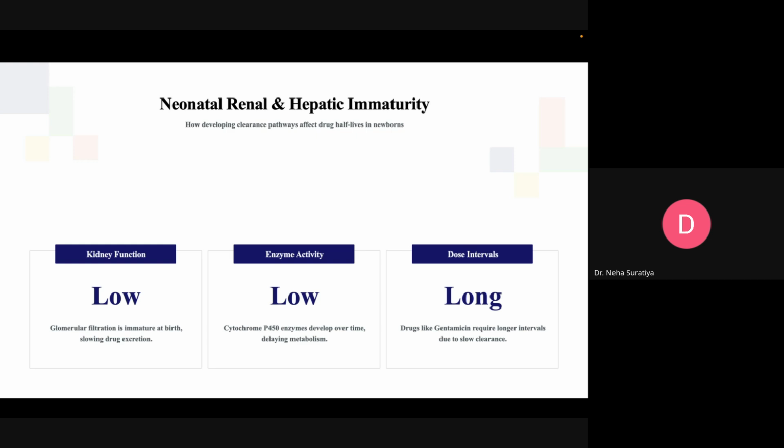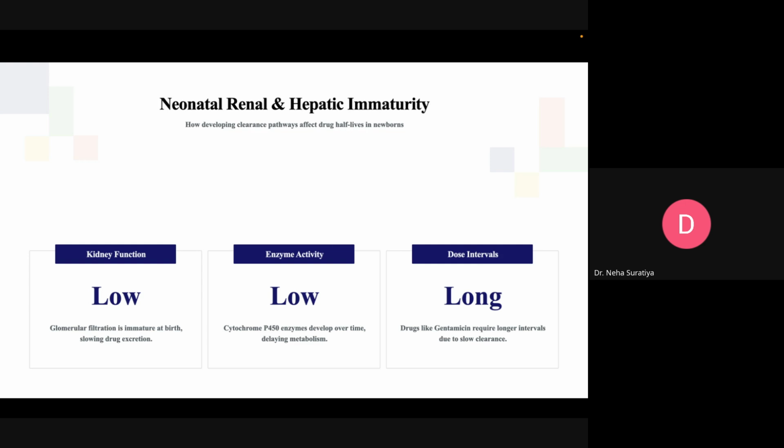Enzyme activity is low. For example, CYP450. So CYP450 develops very gradually over the age, right? So over time. And neonates and the child have very low enzymatic activity, right? And I hope you might be aware of this idea that yes, 90% of the drugs are metabolized by the CYP450 enzyme family. Okay, so of course, metabolism is slow and the dosing interval is long.